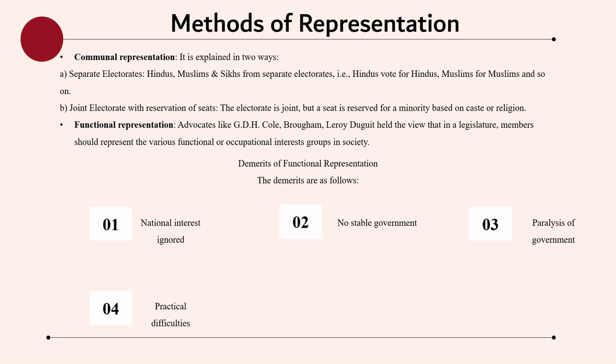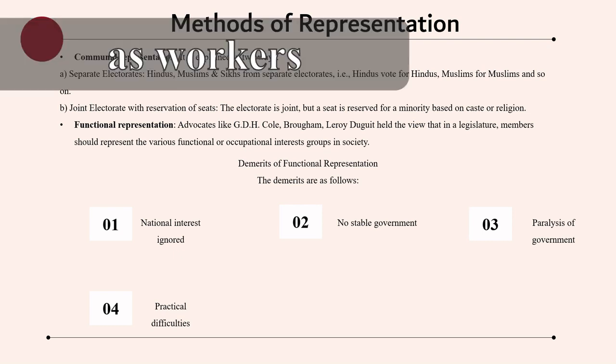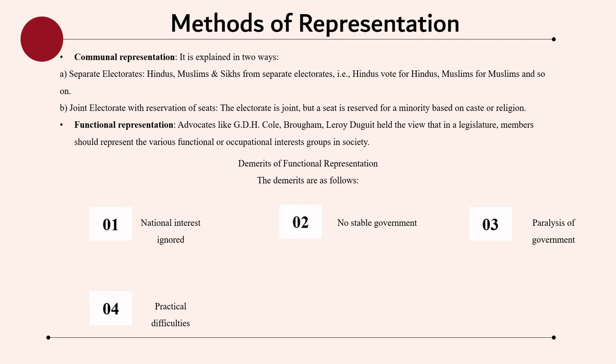Third, paralysis of government. If the interest of one group affects the interests of another group, no group is willing to sacrifice its interests. This results in deadlock. Fourth, practical difficulties. It's difficult to give representation to a large number of occupations and workers because they shift their jobs frequently, causing conflict.